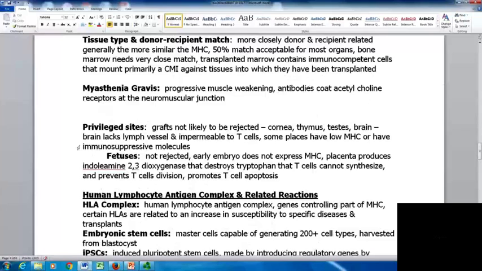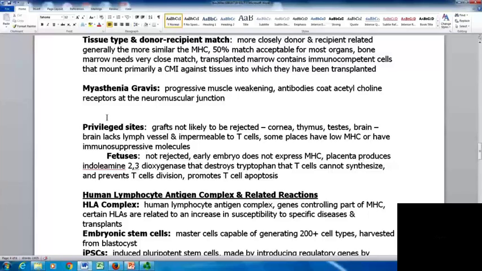So we do have some sites that grafts are not likely to be rejected. We refer to them as privileged sites. Some examples include your cornea, thymus, testes, and the brain. The brain lacks lymph vessels and is impermeable to T cells. Some of the places have low MHC or have immunosuppressive molecules.